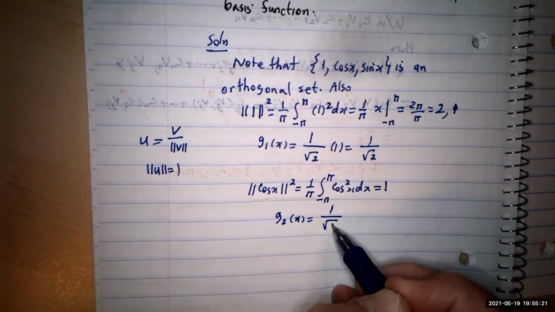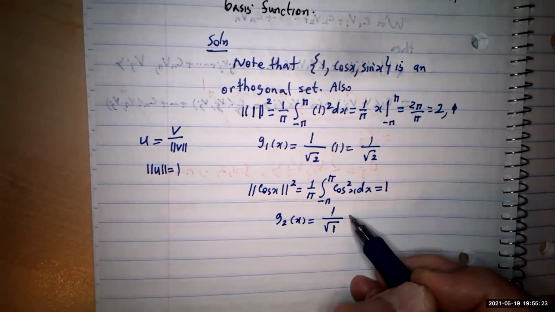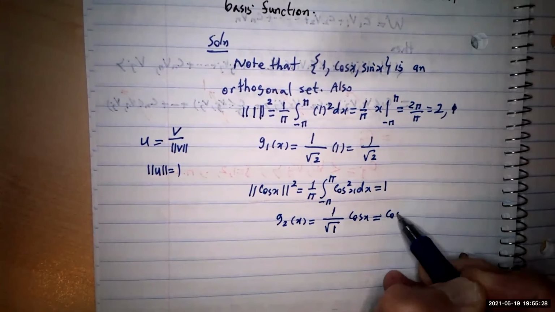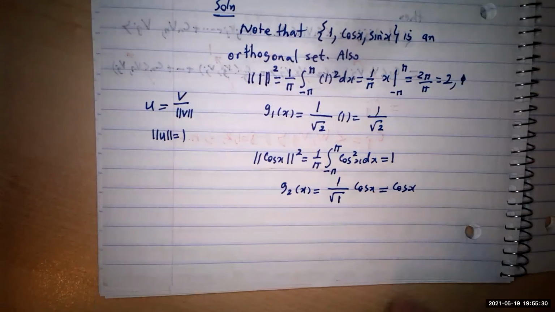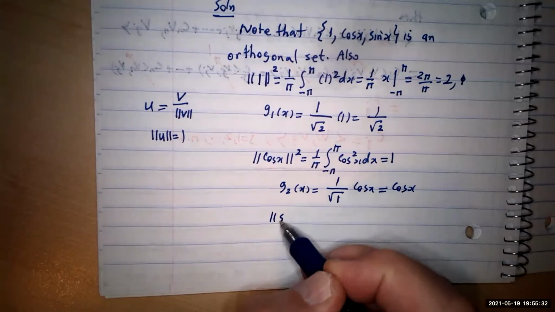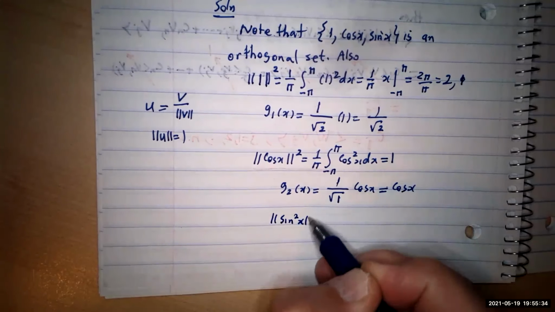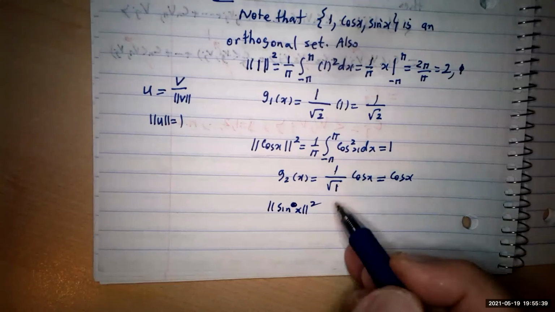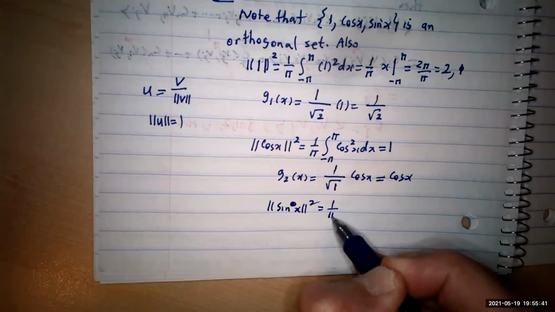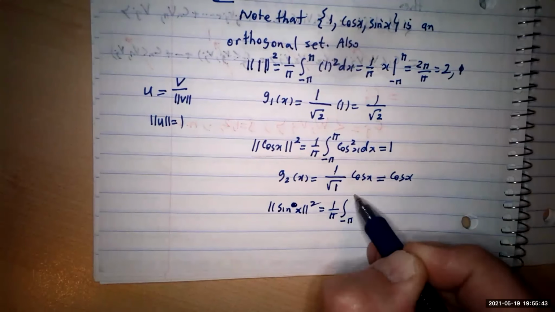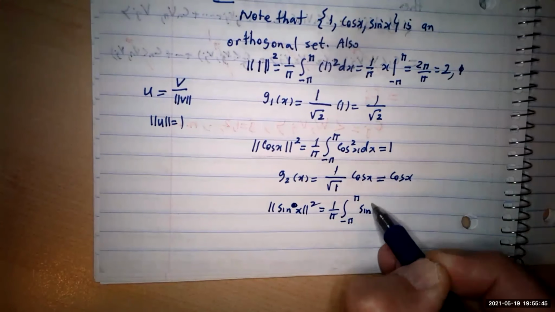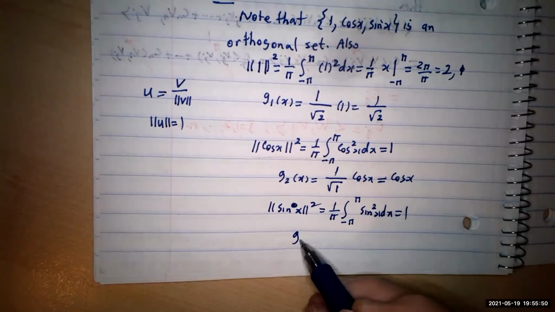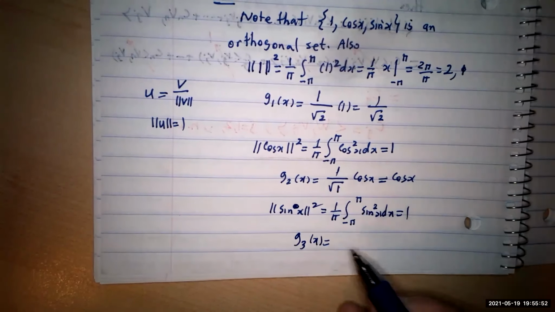Okay, and this is the same thing, cosine x. So it's already normalized. And it's the same for the sine. The norm of sine square of x, sine x norm squared, is going to be the same thing. It's going to be 1 over pi, integral from negative pi to pi, sine square of x dx, which is 1. So the g3 is going to be again the same thing.